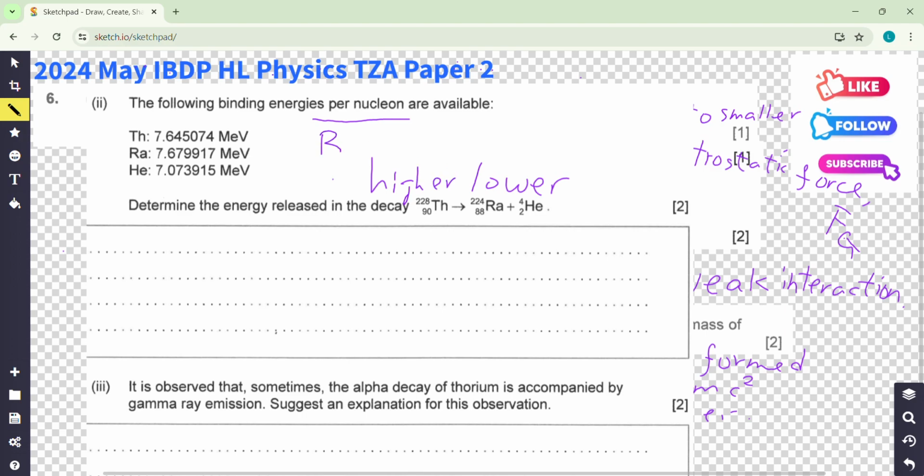So for the total binding energy, this one should be higher because it is in a lower energy state. So Tx should have a lower total binding energy. The energy released should be this binding energy minus this one, larger one minus smaller one. So make sure you copy it right.